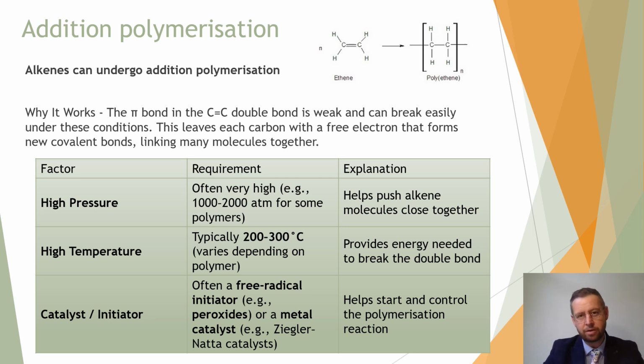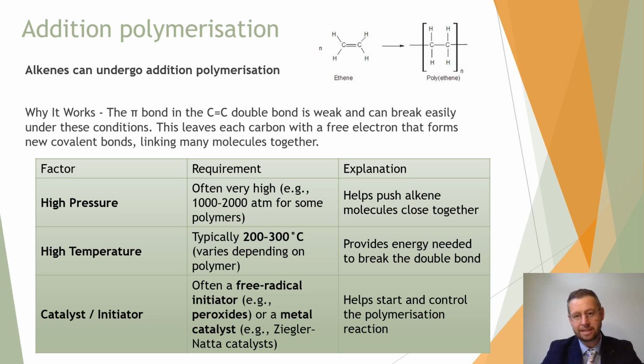Well, what if we break the double bond? Then there's a pair of electrons, one on each carbon now, that could go on to form a bond to another molecule. Now, ethene itself is the monomer for something that we would call polyethene or polythene. We can join them together, they simply add on to the end of the chain. But to break that carbon double bond in the first place requires high pressures, high temperatures, and quite often a catalyst.